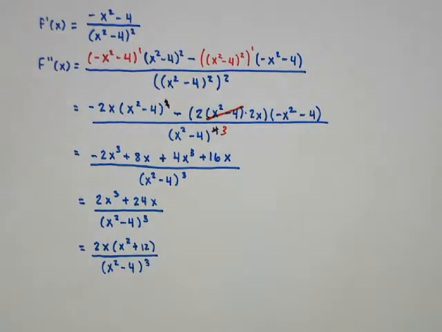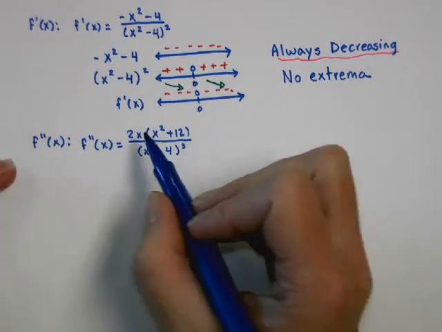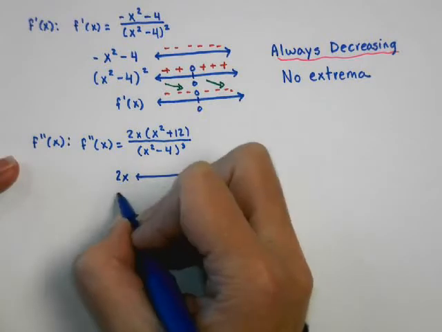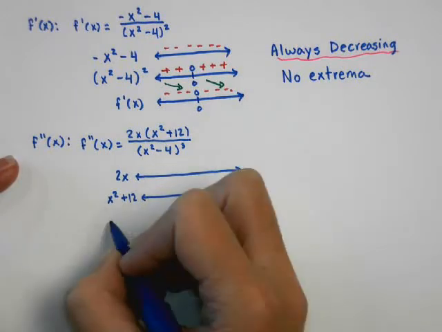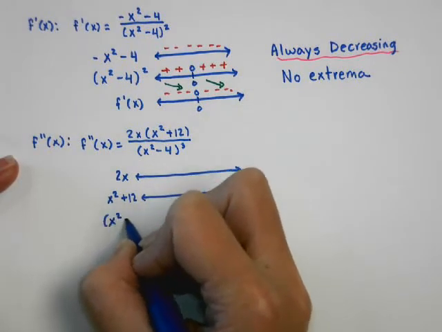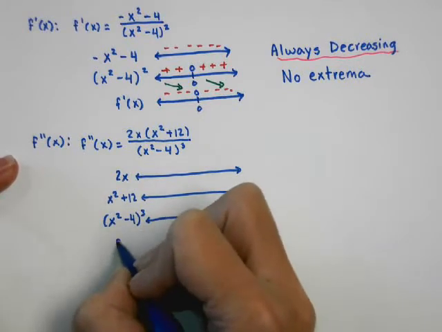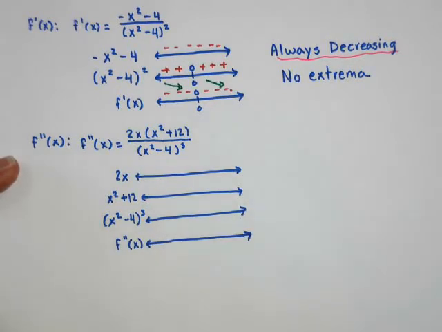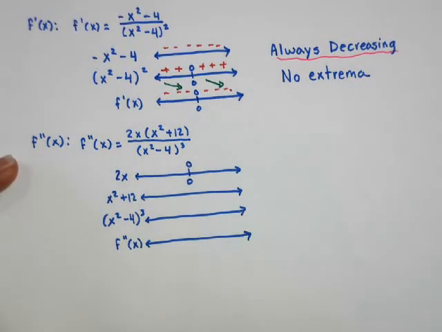All right, so here's our second derivative. We're going to do a number line for each of the factors, and then a number line for f double prime of x. All right, so let's look at our critical points. This one is going to be 0 at 0. This one is never 0. This one's going to be 0 at negative 2 and positive 2.